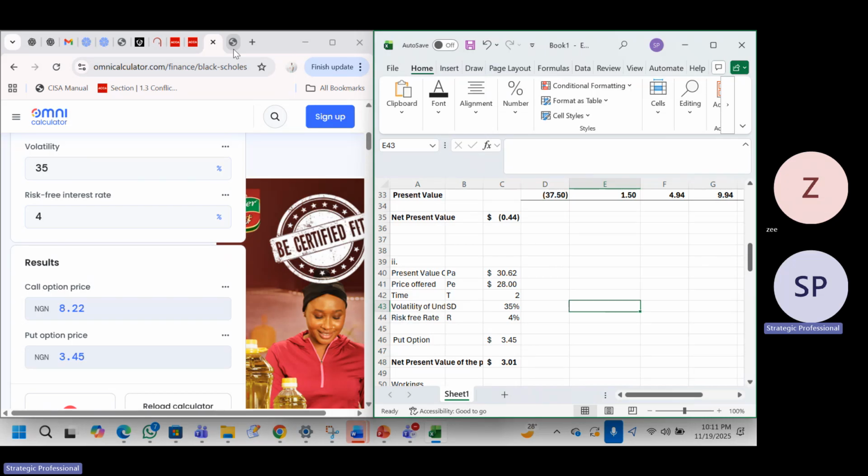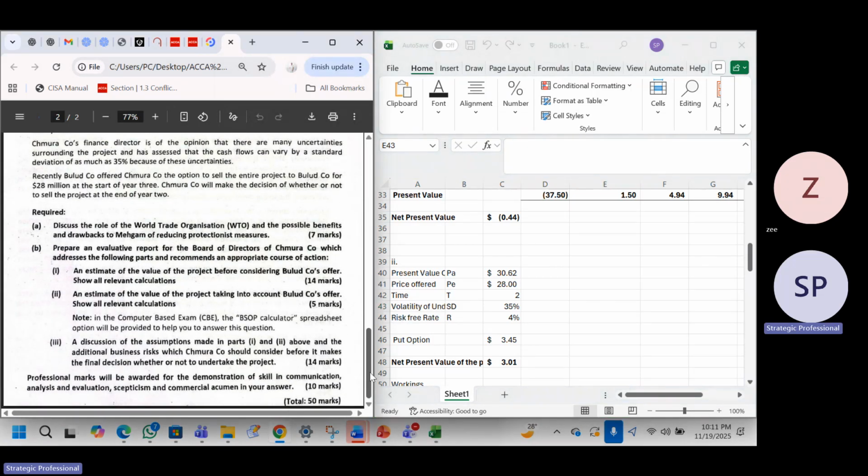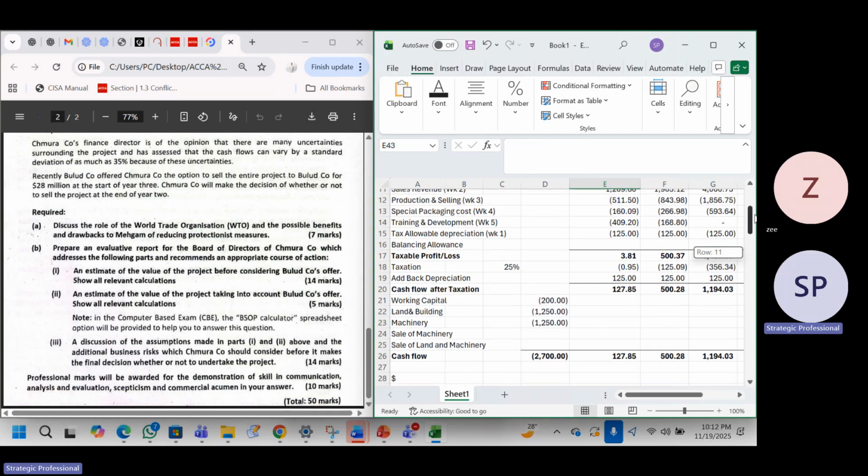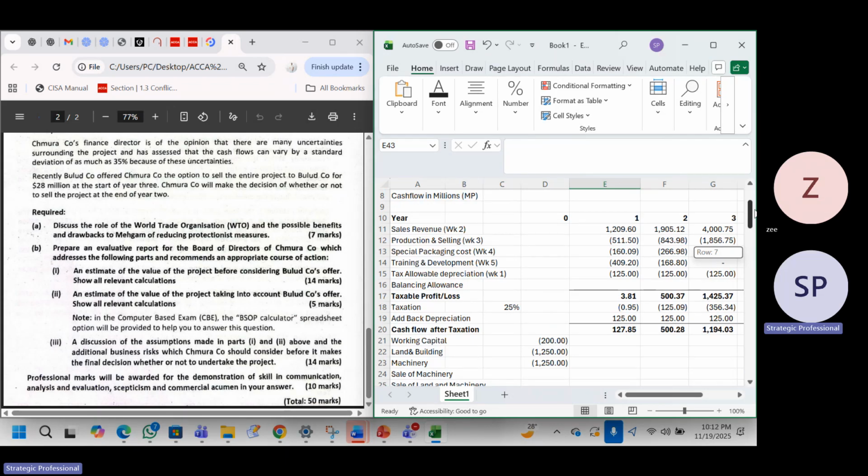Let me go back to the question, right? Now they said the last part, a discussion of the assumption above and the additional business risks which Umrako should consider before it makes the final decision whether or not to undertake the project. We've talked a lot about the assumption. We've done something like that before, so it's not something I need to be explaining to you. You yourself, you mentioned it. You queried why the cost is growing by 10%. You also queried the working capital. So those are how you'll be querying everything.